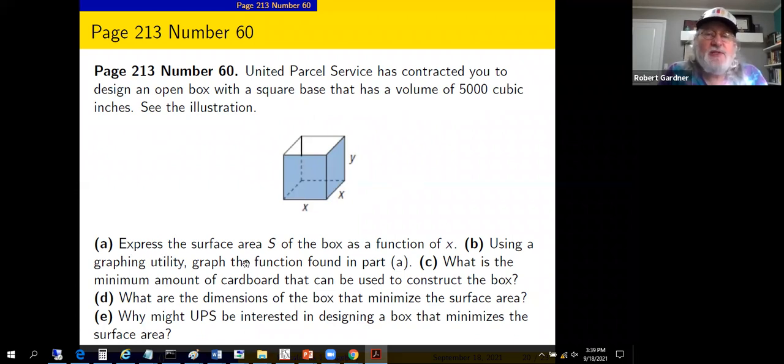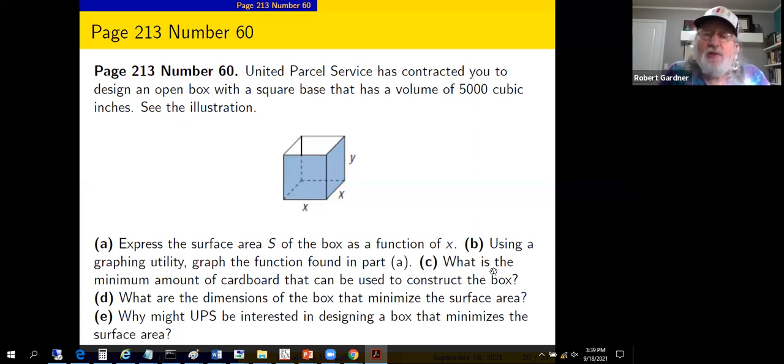The question is, express the surface area, S, of the box as a function of x. Using a graphing utility, I don't care much for these, but I'll put one in these sample exercises. We'll use something called Wolfram Alpha. It's free, it's straightforward. It'll graph for us. It'll do a lot of stuff, in fact. Graph the function in part A. Graph S as a function of x.